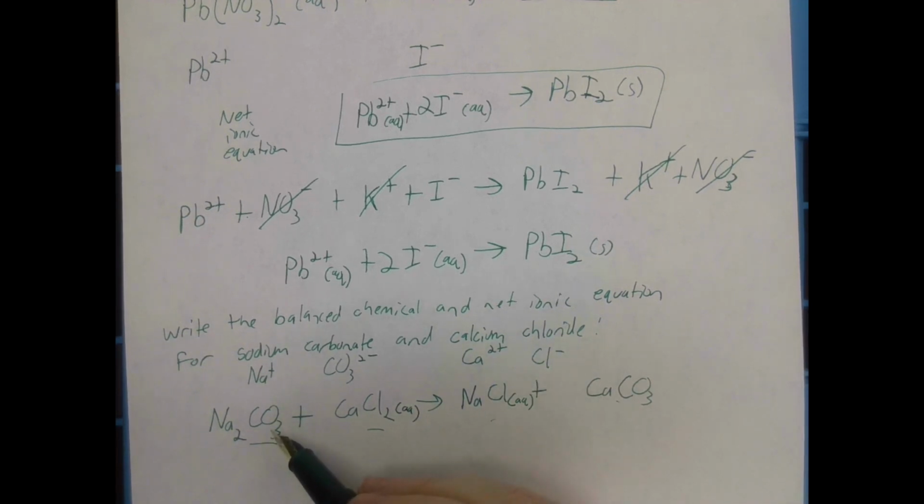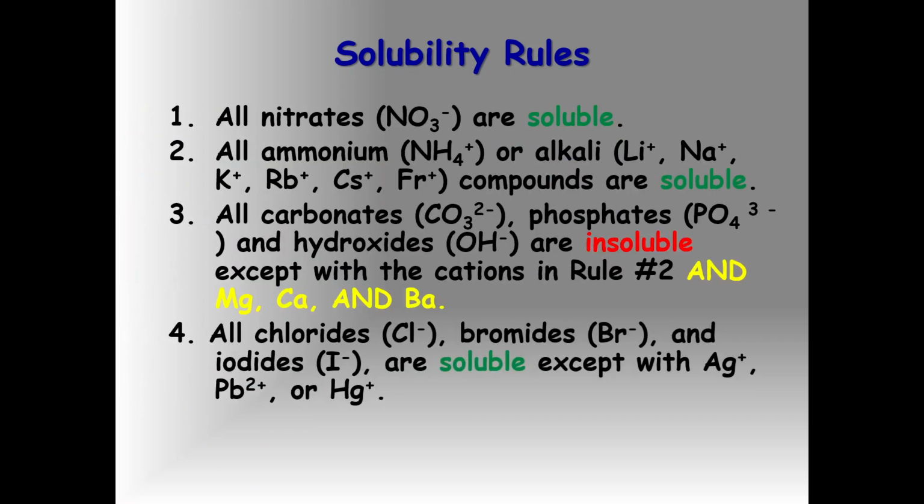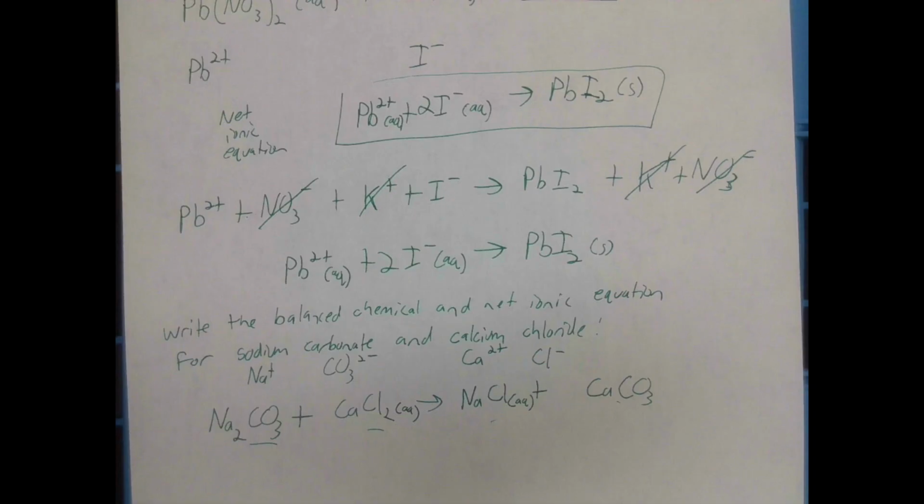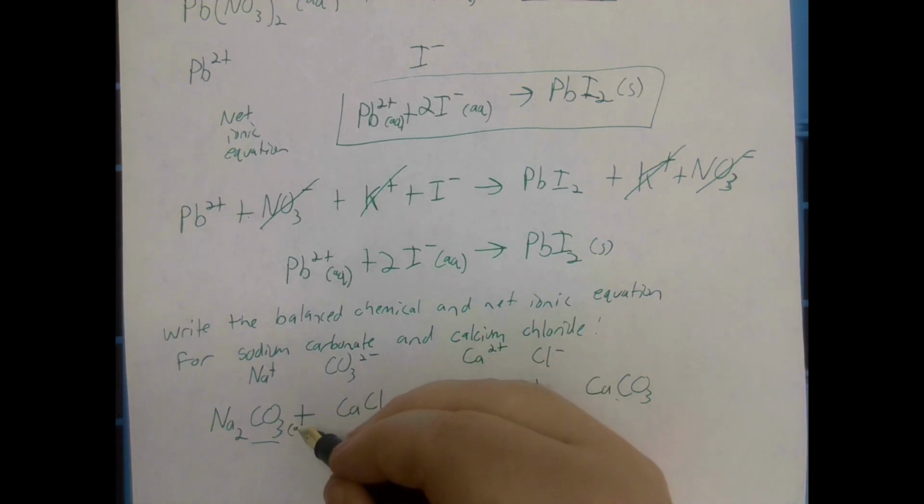And this is a carbonate. Number 3 tells us all carbonates are insoluble, unless it contains rule number 2 cations, and magnesium, calcium. So all carbonates are insoluble except with the cations in rule 2, and rule 2 contains sodium. So this is the exception. It's going to be the opposite of insoluble, making it soluble. So this will be aqueous.